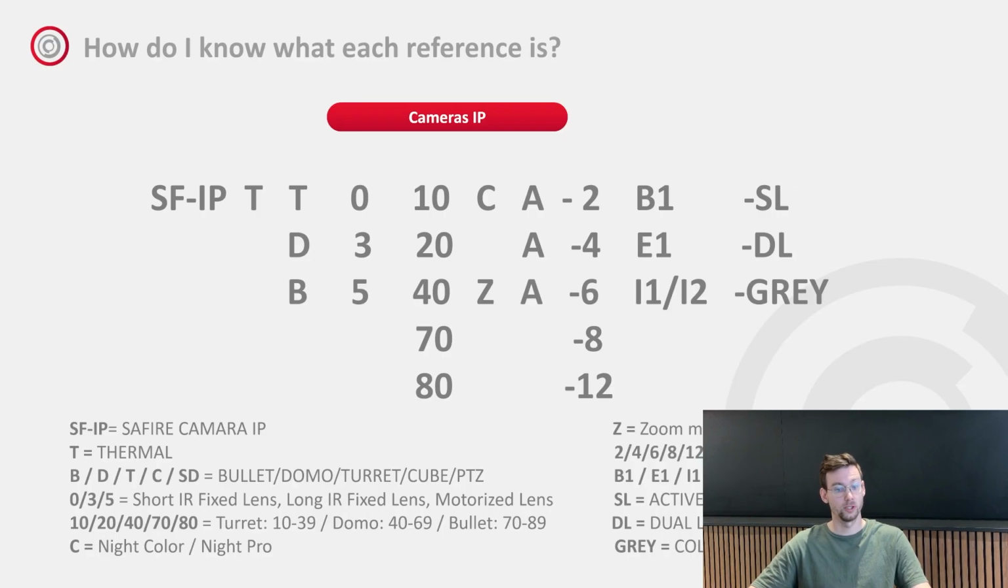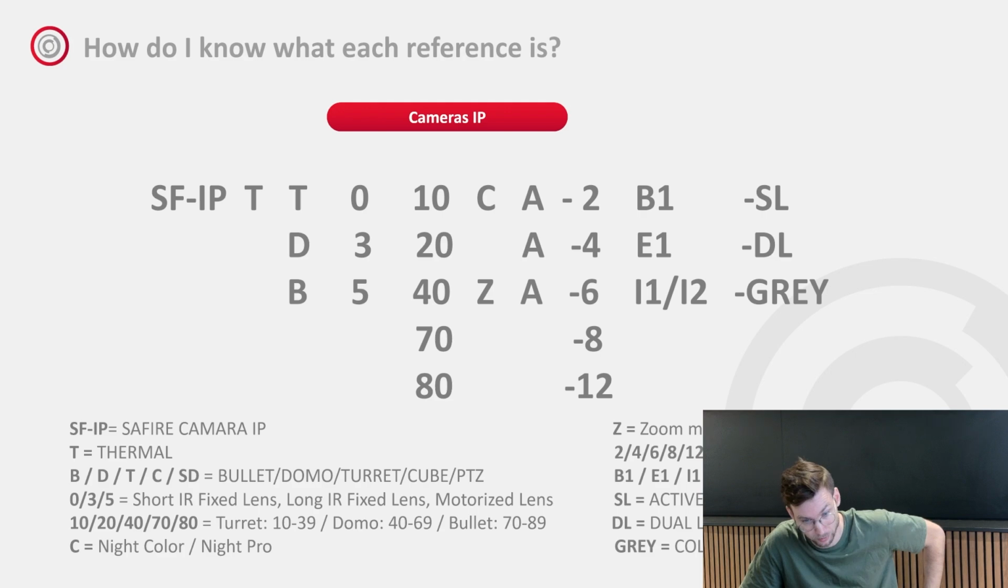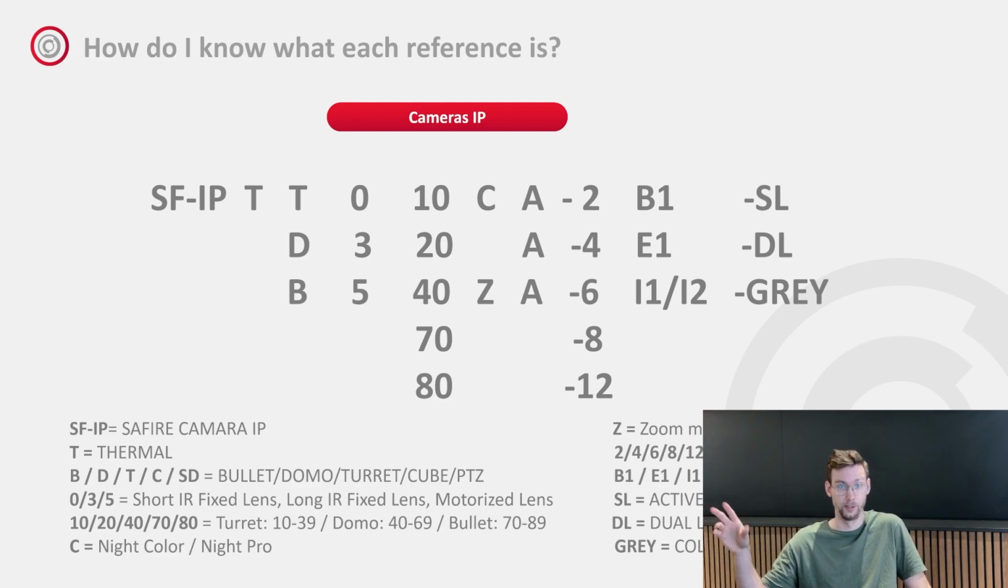And then what is most important, I believe, is what type of series it is, right? So what we have is a B series, a B1, and an E series. And then we have the I series, which is going to be the high-end series. We're going to talk about this in the next slide.